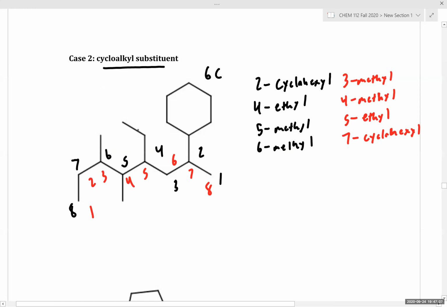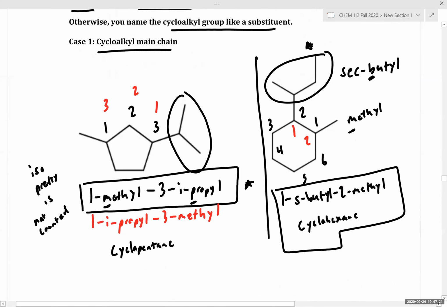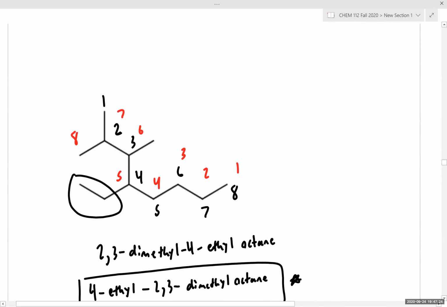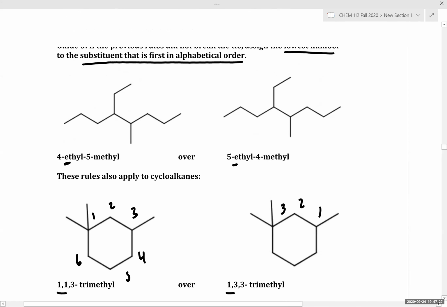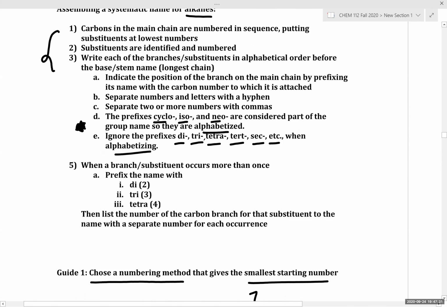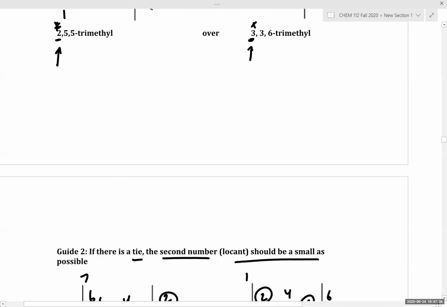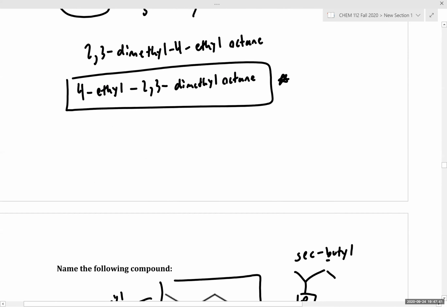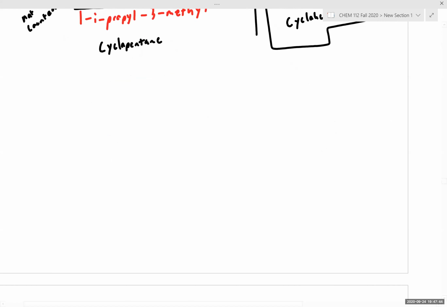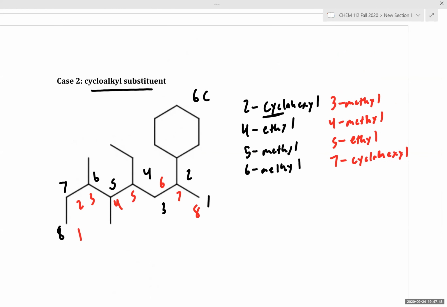Okay, so my question to you, first and foremost, is the cyclo prefix counted for alphabetical order? Let's go back to our rules. It's really important that you get these distinctions down. They are alphabetized. Yep. So if we look in our rules, cyclo, iso, and neo are alphabetized. Really important to keep that in mind. It's good that we noted that. Otherwise, our name would be a little odd. And the way you can tell if your name's a little bit off is if you Google search the name and the computer starts to correct you, likely there is a minor error in your proposed name.